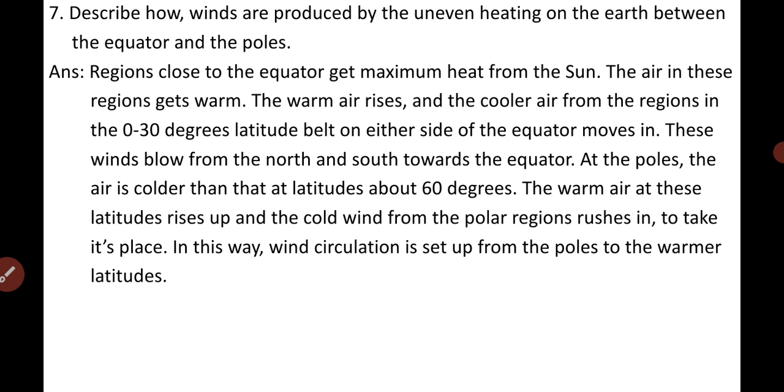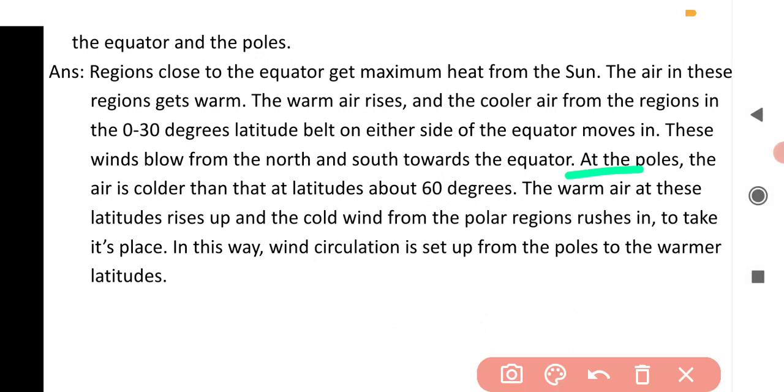The warm air rises in the equatorial regions of earth and it will create an area of low air pressure. And the cooler air from the regions of up to 30 degrees latitude belt on both sides of the equator, which is at higher pressure, rushes towards the equator to take the place of the warm rising air. So this makes the wind blow from the north and south directions towards the equator. Clear? Understood?